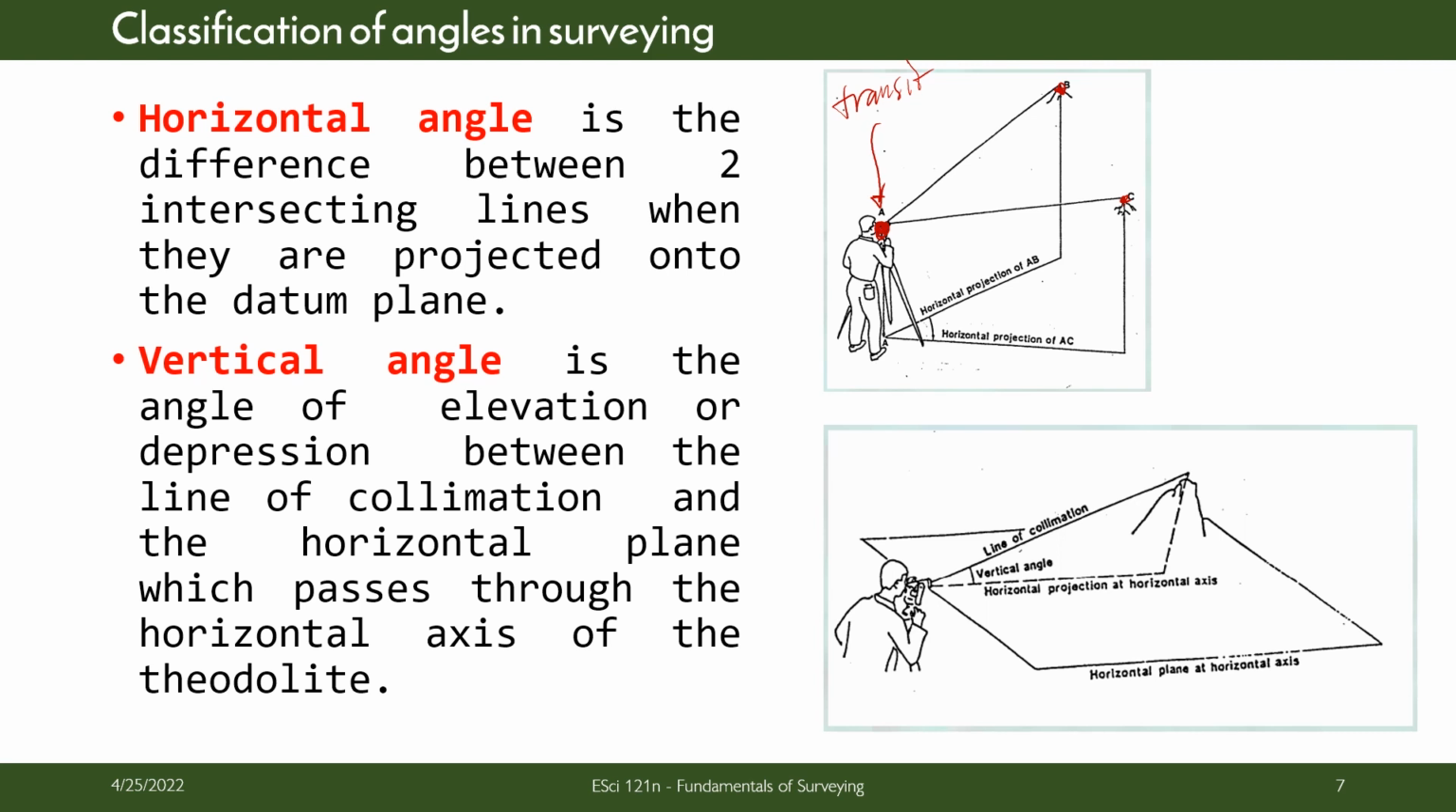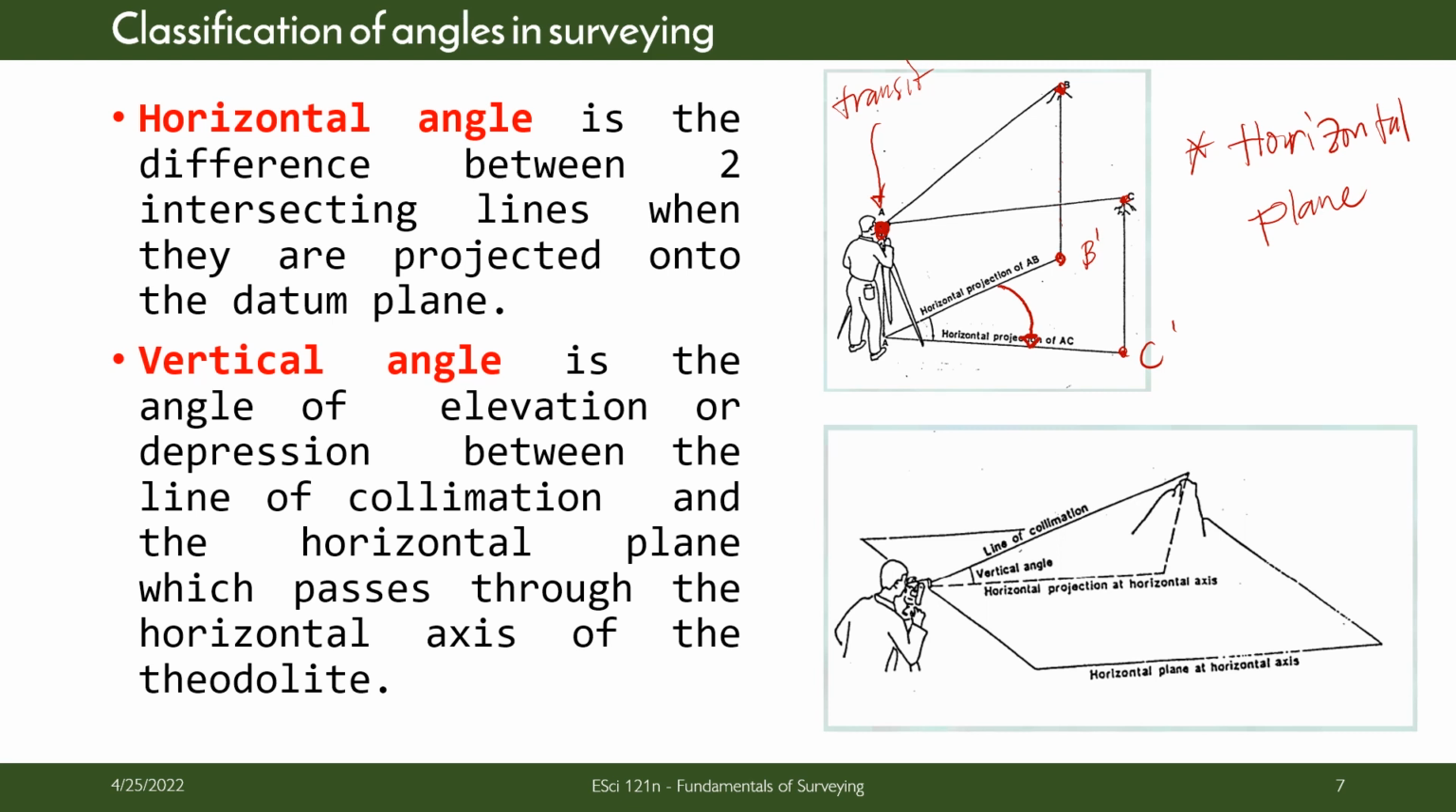So in order for us to measure the horizontal angle between these two lines, we project these points to a common plane, which we call the horizontal plane. From this plane, we have the projections of point B, let's say B prime, and point C, C prime. B prime and C prime are already on the same plane, meaning they are at the same elevation, then you can measure the horizontal angle. Easy as that.